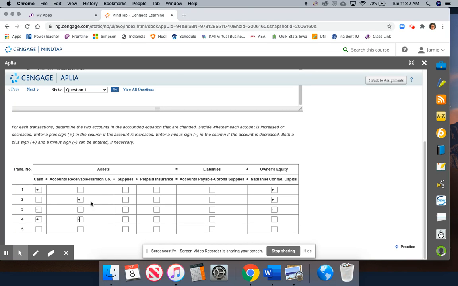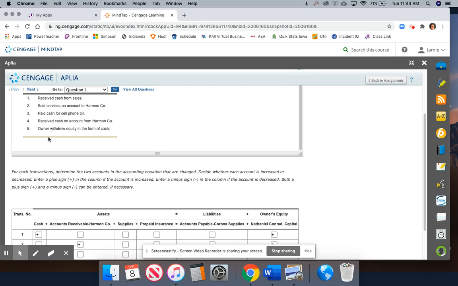Maybe they owed us $500 after transaction number 2, and maybe they paid us $300, where we're going to decrease their account by $300. Plus and a minus, even though they're both on the left side of the accounting equation, they cancel each other out, so we are still in balance.